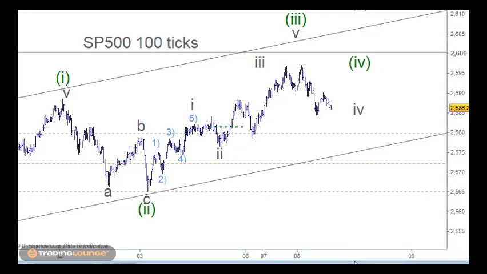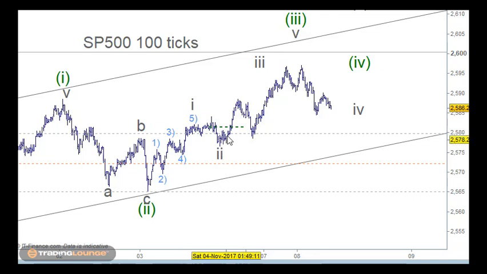I'm just going to start with the S&P on the 100 ticks. I had this count here. I wasn't going to change it. I'm going to change it now slightly. I understood that the market was going to push up. That wasn't the problem. And I felt that I counted this right from this ABC correction here as 1 and 2 and 3 and 4 and 5 for wave 1 and 2 here.